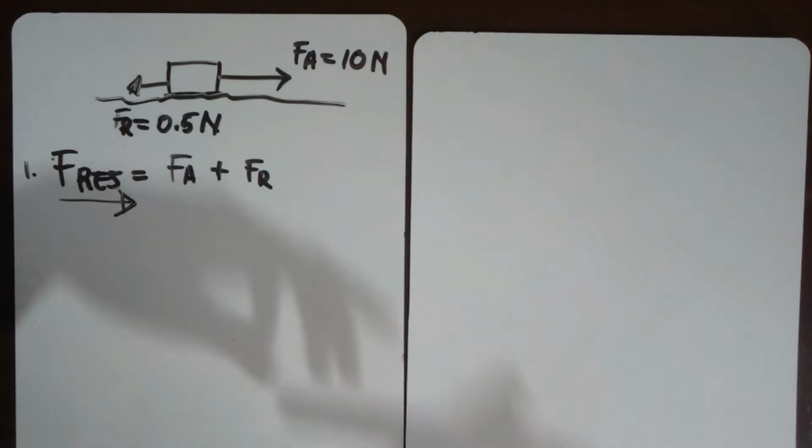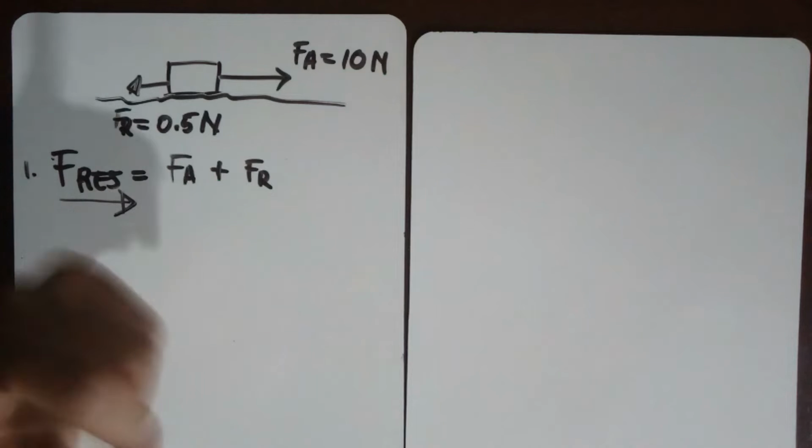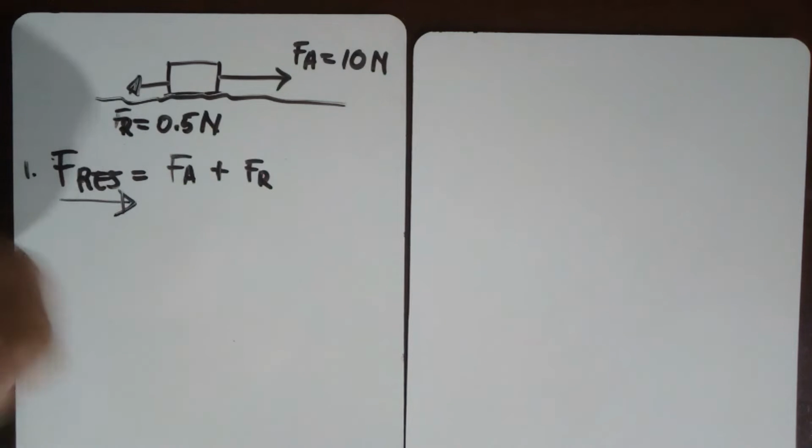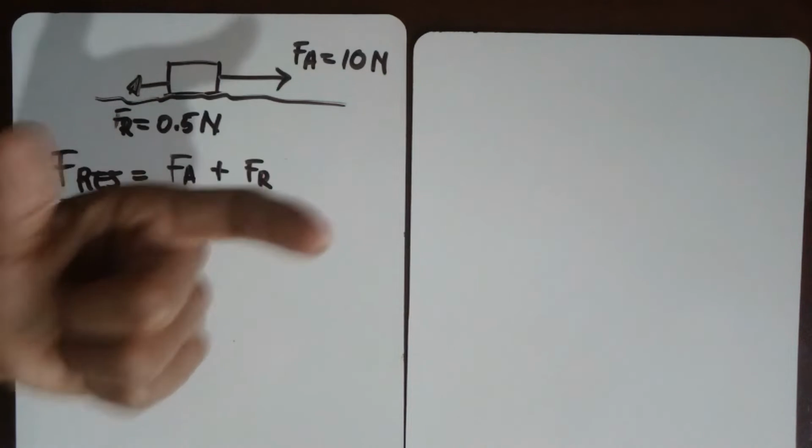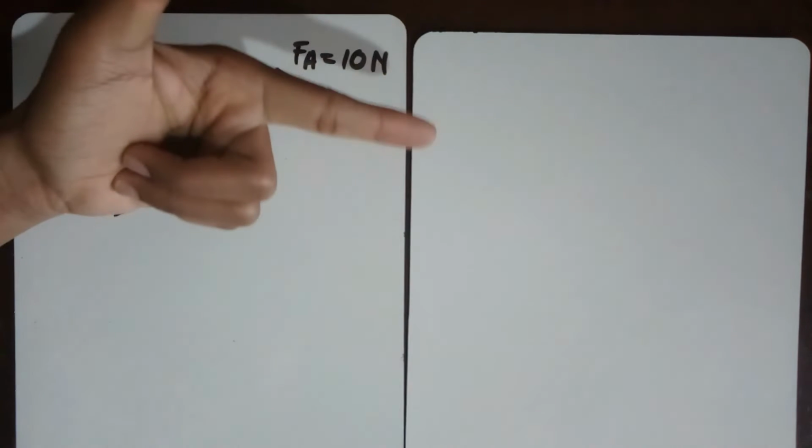There's an important thing for you to be careful about. When we talk about vectors, the fact that they have direction means that you have to determine which direction is positive and which direction is negative, right?